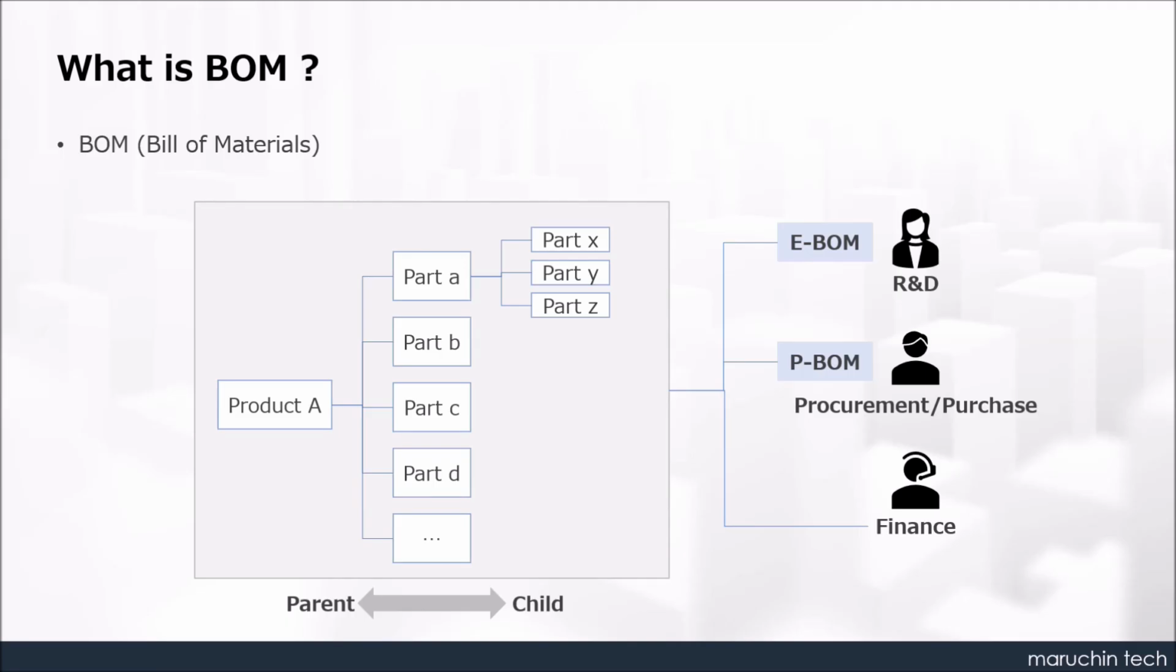Parts have parent-child relationships, meaning raw materials go through multiple stages of assembly and processing to become intermediate products before reaching the final product. These relationships are also represented in the BOM.